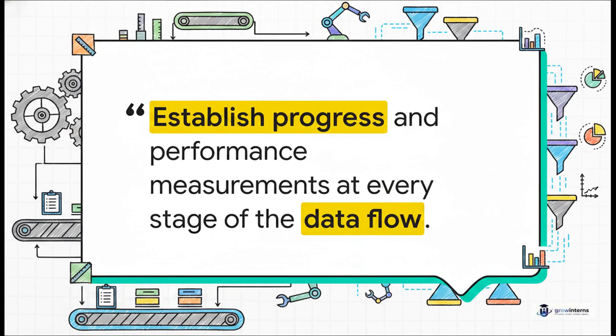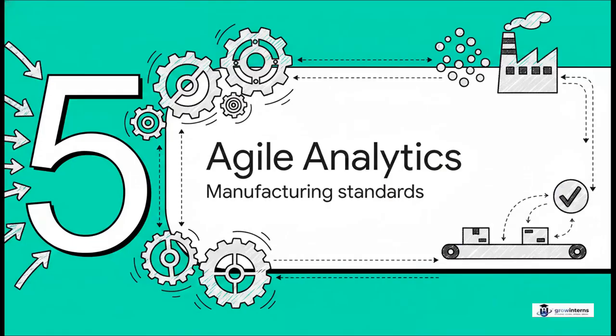He advises that we establish progress and performance measurements at every stage of the data flow. You can't just cross your fingers and hope the data is accurate by the time the CEO opens a dashboard on Monday morning. Every single stage has to be measured, automated, and benchmarked for cycle times, just like parts moving down an assembly line. Which perfectly sets up our final section, number 5, Agile Analytics Pipelines.